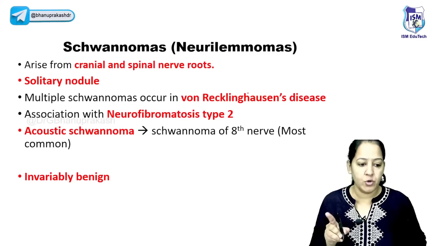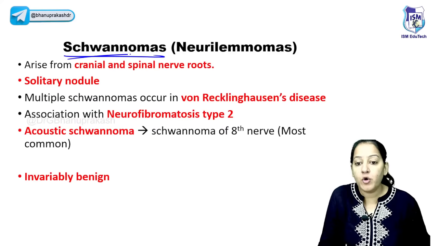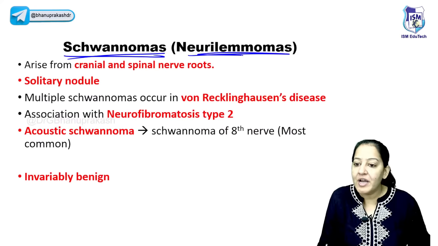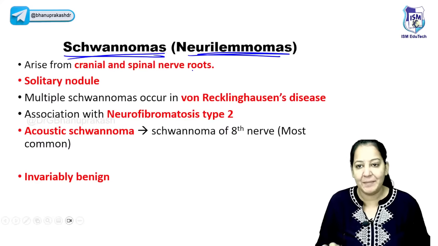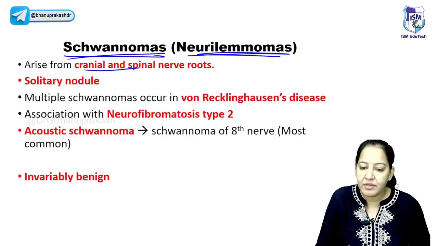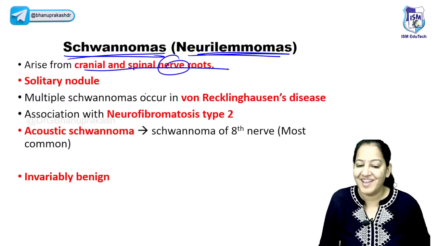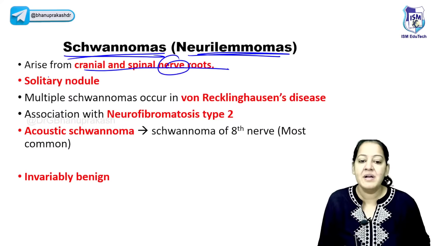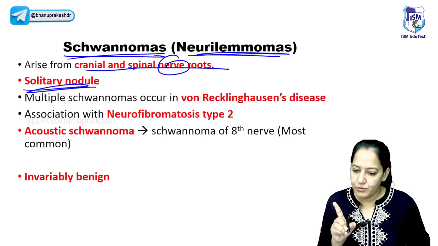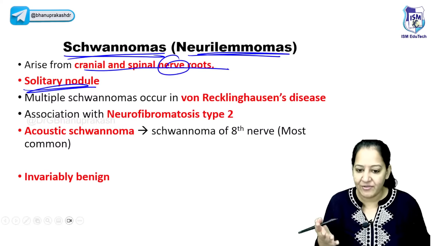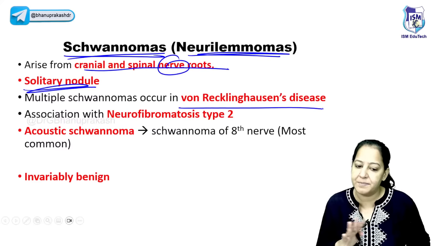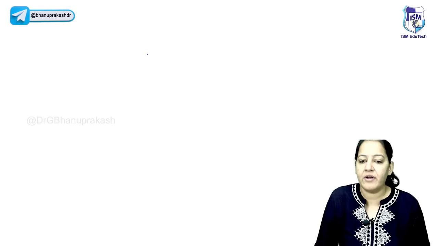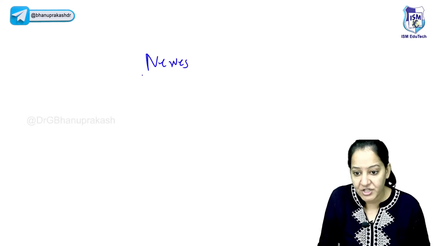Let me come to the schwannomas. Schwannomas are also known as neurilemmomas. They arise from cranial and spinal nerves. They are usually solitary and eccentric. If they are associated with von Recklinghausen disease, they are multiple. Otherwise, they are solitary. I told you they arise from the myelin sheath of the nerves.